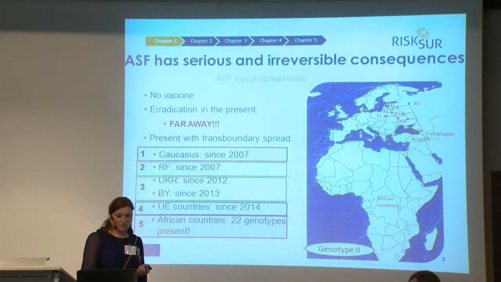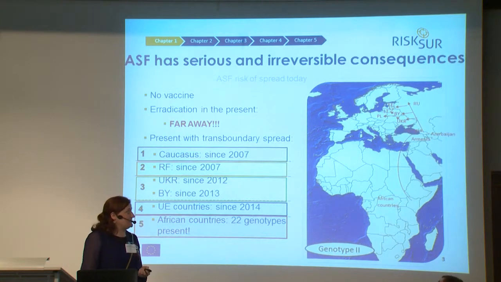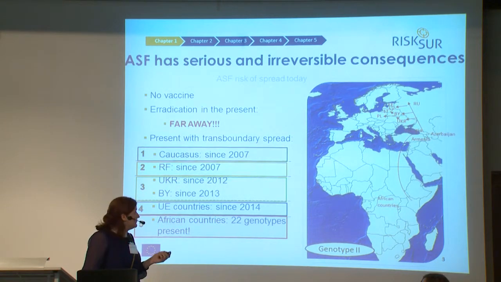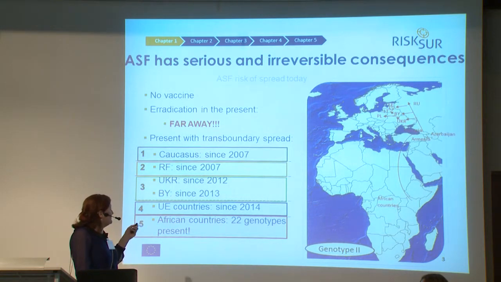Today, the situation we have with genotype 2 is that it spread from Africa to the Caucasian area and from there to Russia, and now it's spread into the European Union. We still have no vaccine, and eradication is quite far away at the moment. It's still circulating, it's spreading, and we can separate it into 5 different scenarios depending on the information that is available and on the different control options. So we have the Caucasian, and the Russian Federation, Ukraine, and Belarus constitute another scenario.